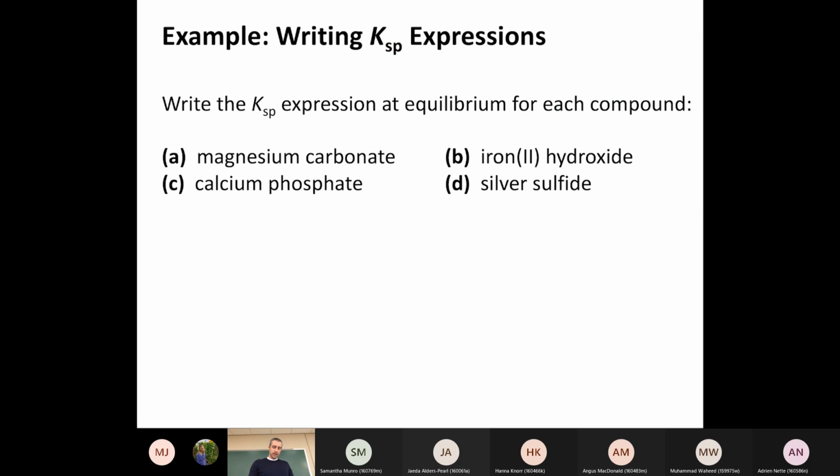Okay, last thing, write the KSP expression for each compound. Magnesium carbonate. We would say that its KSP is just Mg2 plus times CO3 2 minus. There we go. Iron 2 hydroxide.